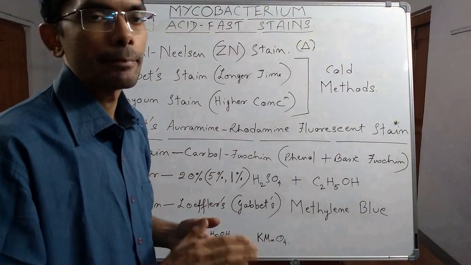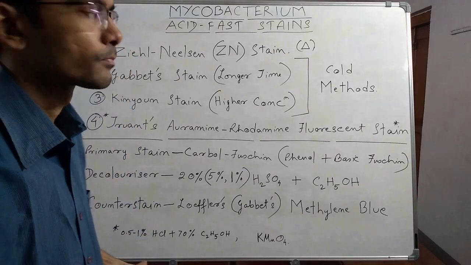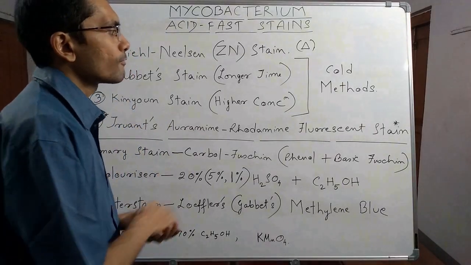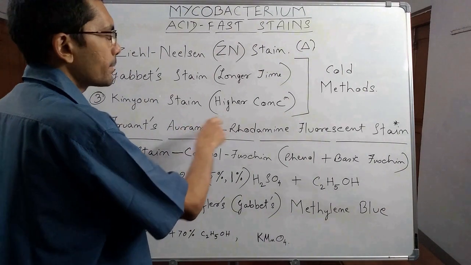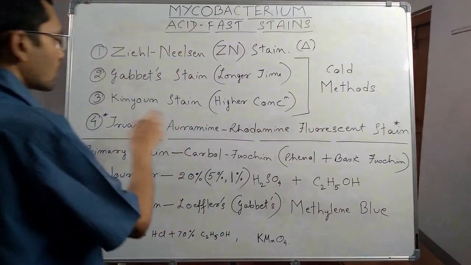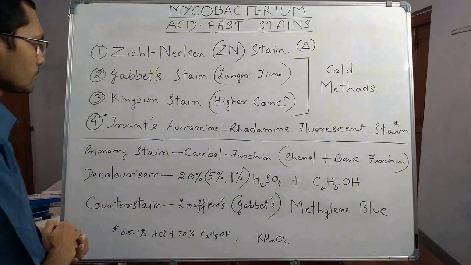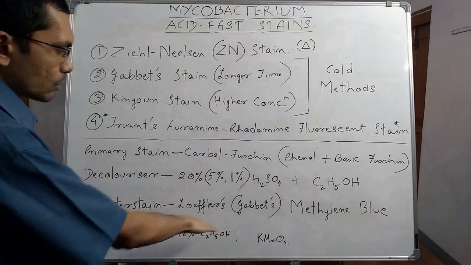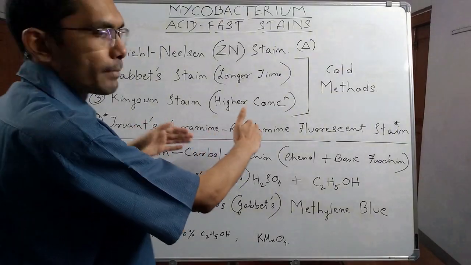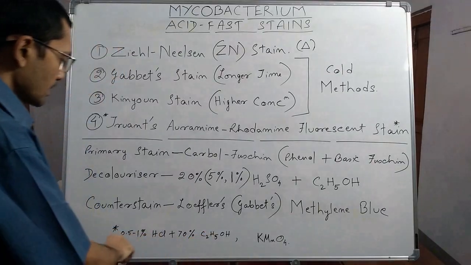And this is the characteristic appearance of an acid-fast bacillus. Now let's see a fluorescent stain called auramine-rhodamine stain. It's also called Truant's method. And the composition I have included at the bottom because I just missed it when I finished writing this line.